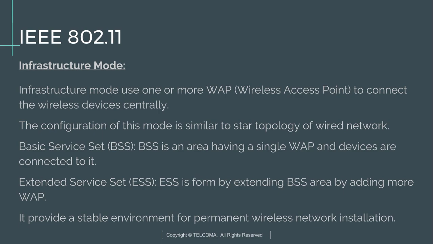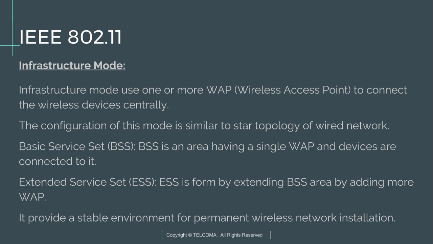Infrastructure mode uses one or more WAPs, wireless access points, which are the same as a router or a hub. They use the WAP to connect the wireless devices centrally. Every device is connected to the WAP, and they are connected to each other indirectly. The configuration of this mode is similar to the star topology of a wired network. Here two terms are used: basic service set and extended service set. A basic service set, BSS, is an area containing a single WAP, and every device is connected to that wireless access point.